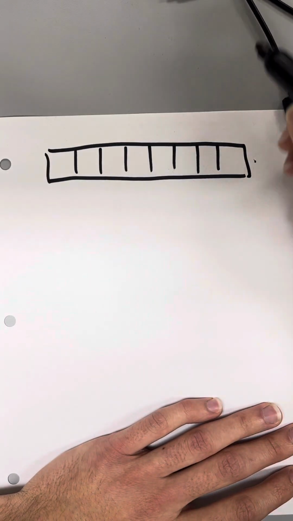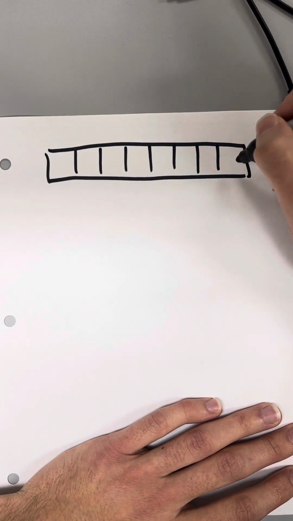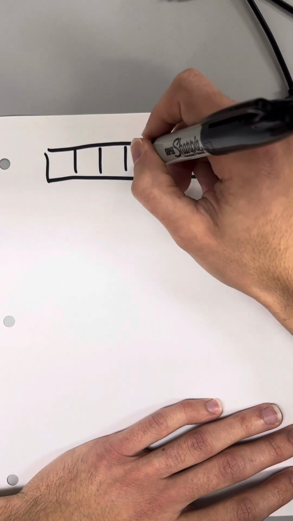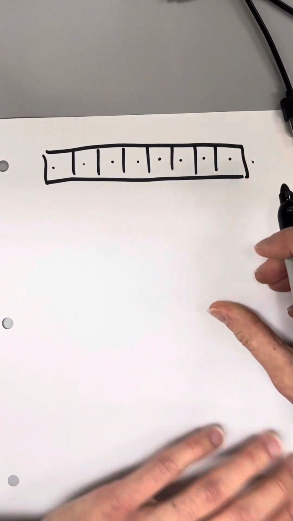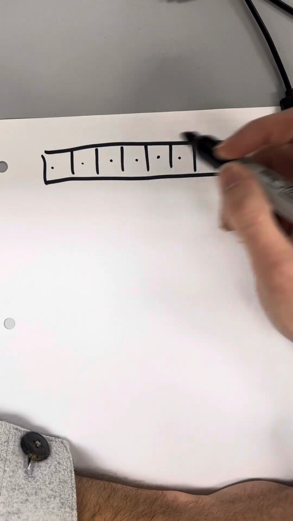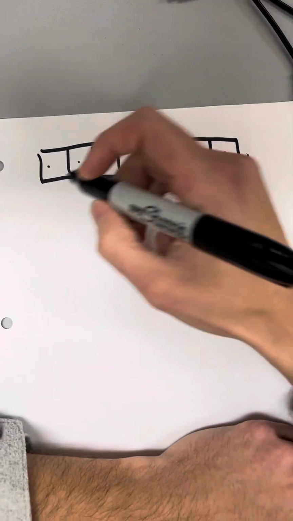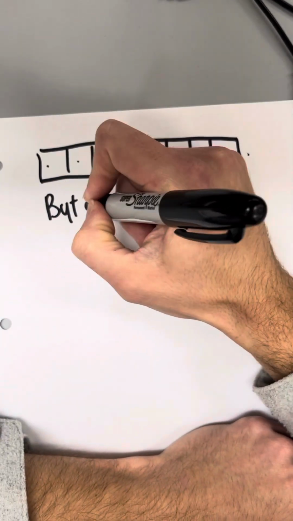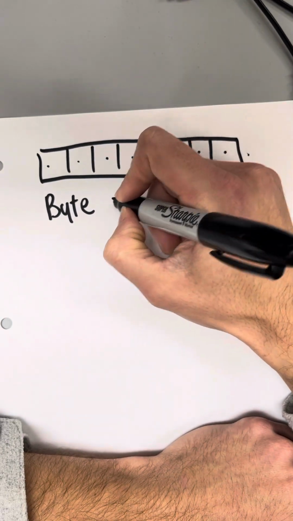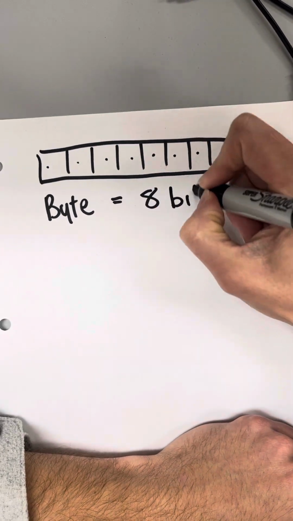And a byte is made up of 8 bits. 1, 2, 3, 4, 5, 6, 7, 8. So your computer is full of these bytes. So we say byte with a capital B is 8 bits put together.